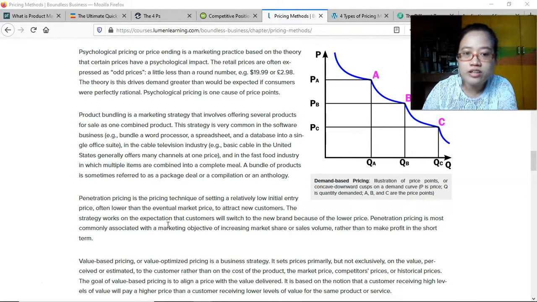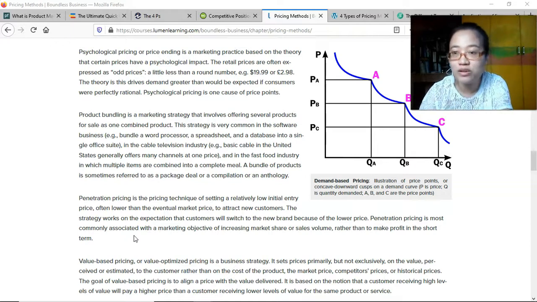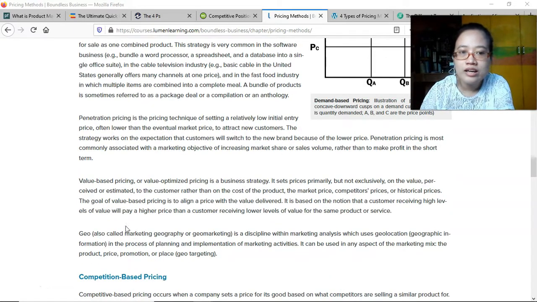The strategy works on the expectation that customers will switch to the new brand because of the lower price. Penetration pricing is most commonly associated with a marketing objective of increasing market share or sales volume rather than making profit in the short term. So in the short term, it's about penetration of the market, getting a larger portion of the market, and then profit would come later, okay, once they have a hold of the market share already.